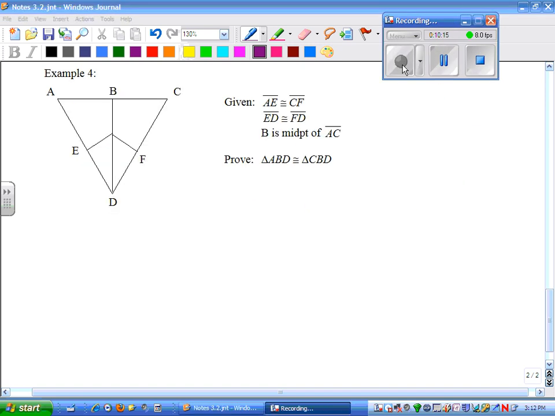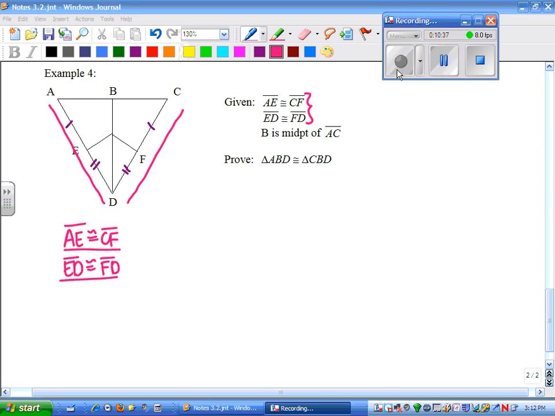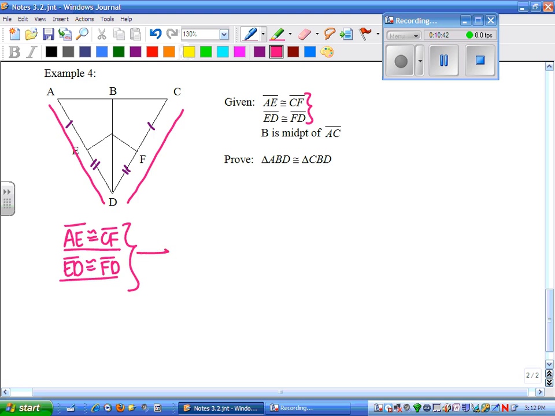Last proof. Example 4, so I have AE is congruent to CF and ED is congruent to FD. Okay, right now I'm having two small segments. What I could do is add them together to make this large segment AD and this large segment CD. Okay, go ahead and write down your two givens. Okay, so we have the two givens written down. We are going to add them together and get AD is congruent to CD. Okay, that's going to be my first side of the triangle. I'm going to label this S.